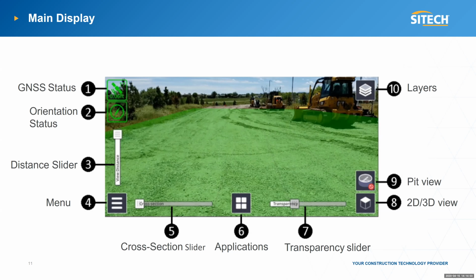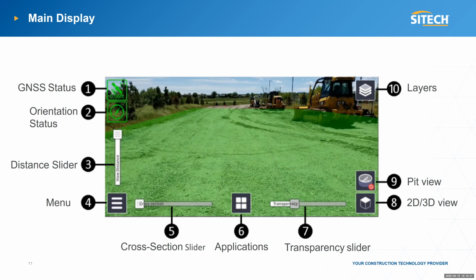The fourth button, and I consider it the most used and important one, is the menu button, of course, where you can load the model or set up your GNSS connections or your settings. Once you click that menu button, you can go into different setups. Number 5 is the cross-section slider. The way you use the distance slider, you can also just see cross-sections of your model. It's used in the same way.